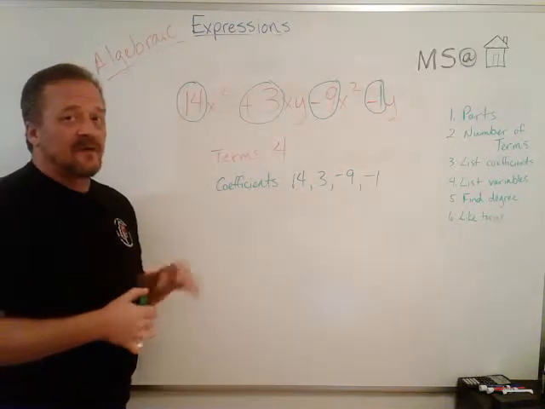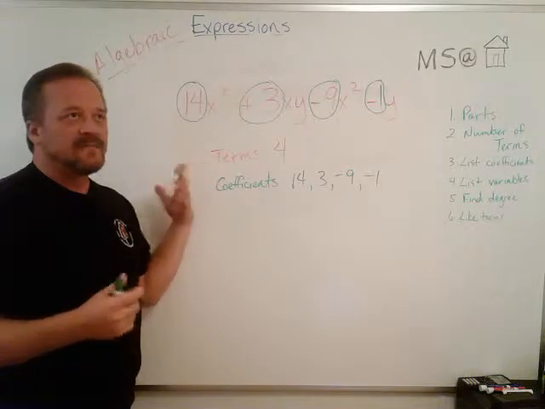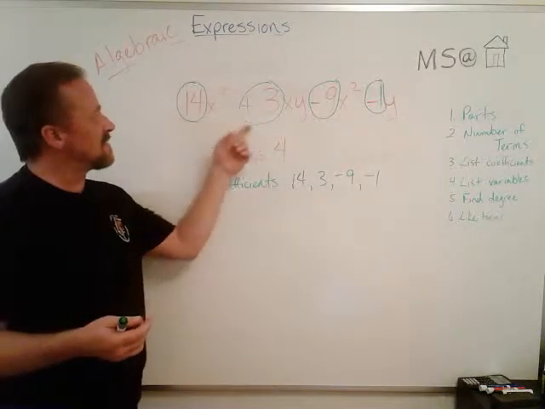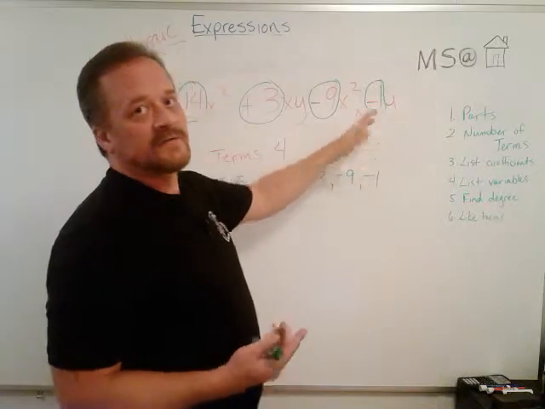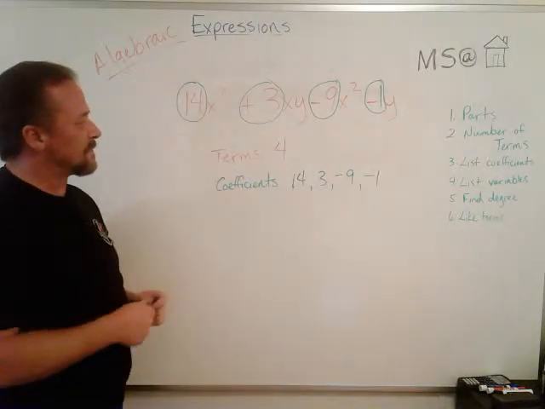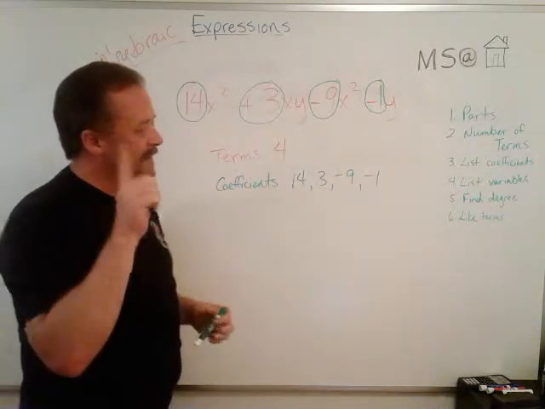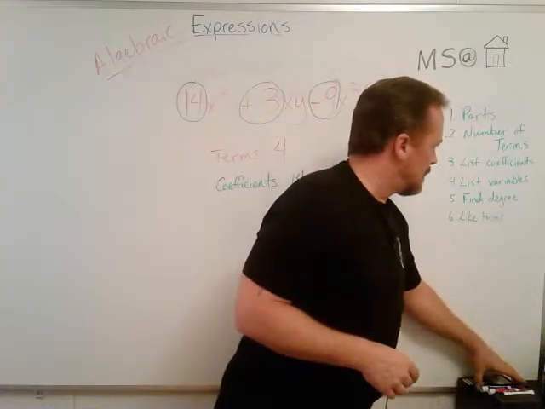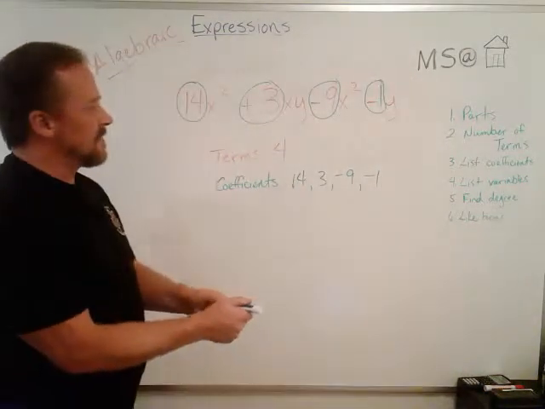Will there always be 4 coefficients if there are 4 terms? Not necessarily, but in this case, every single term has a variable, so there is a coefficient for every term. Okay, how about this? What are the variables?